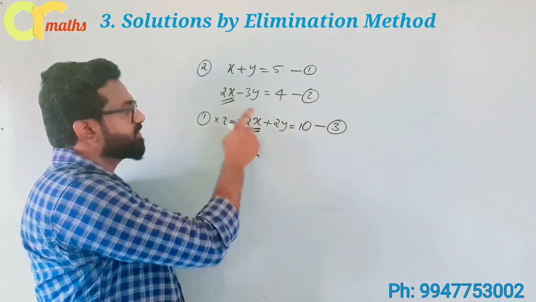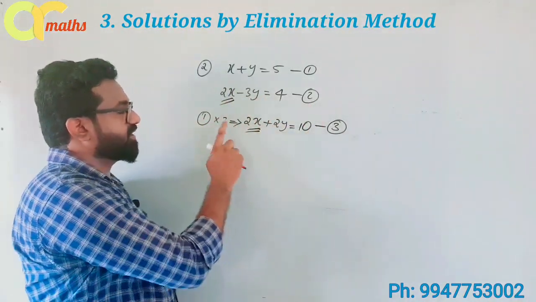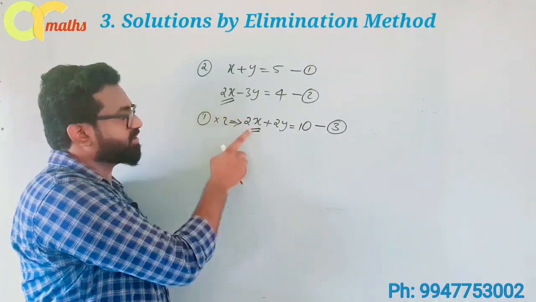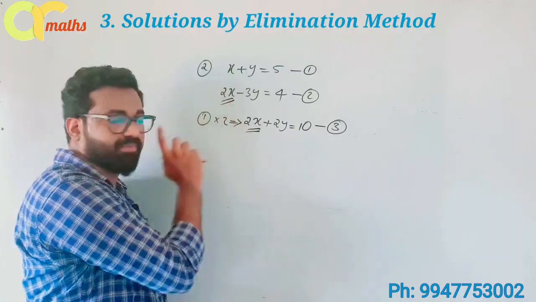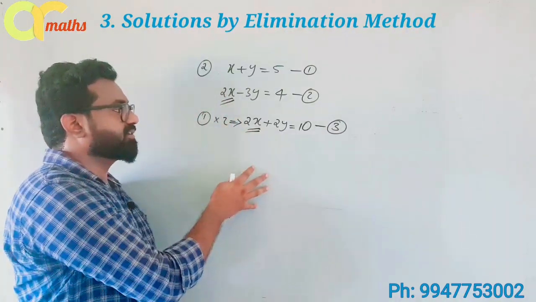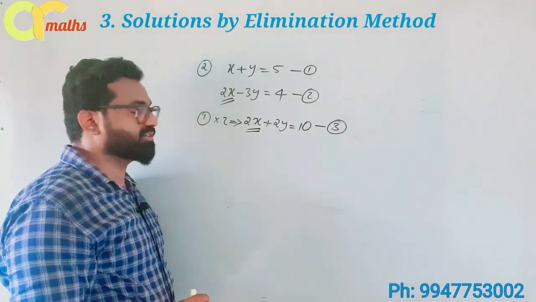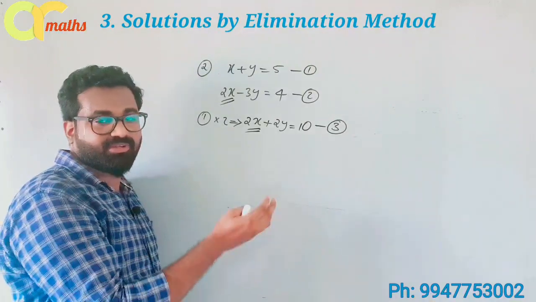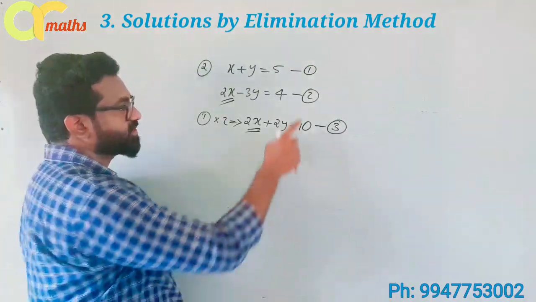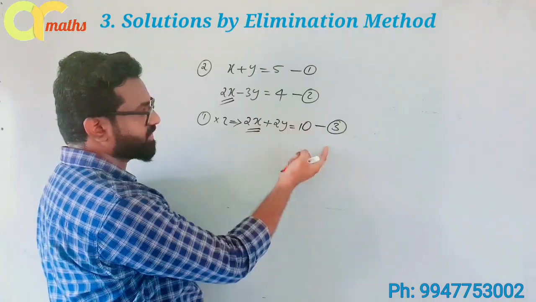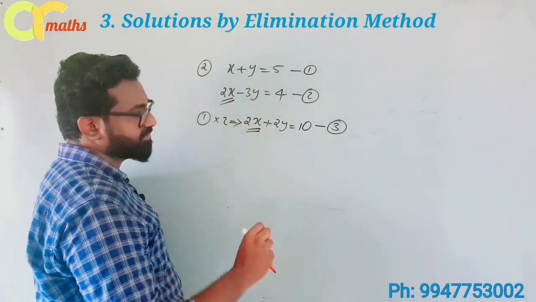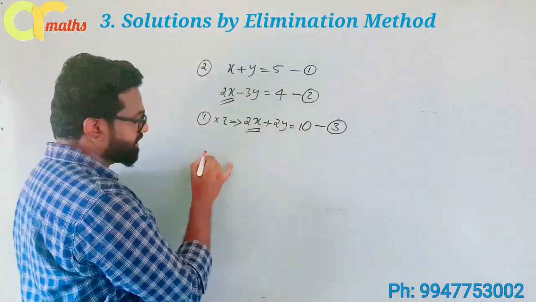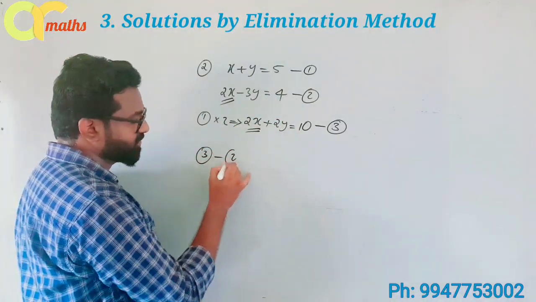Equation 2 and 3: addition or subtraction to eliminate 2x and 2x? Here 2x is positive, here also positive. So same sign, same number. How to cancel this 2x and 2x? By subtracting. If it is opposite sign, by addition you can cancel. So here equation 2 minus equation 3, or equation 3 minus equation 2. Large number minus small number, that is 10 minus 4, which is very simple. So here equation 3 minus equation 2.